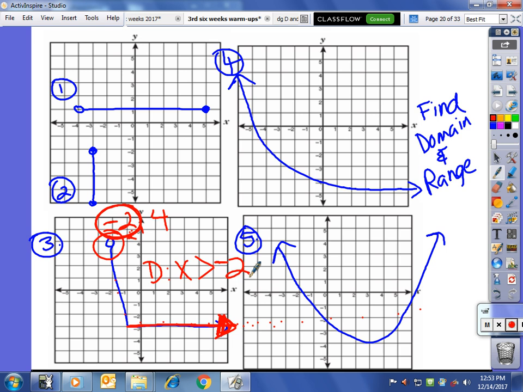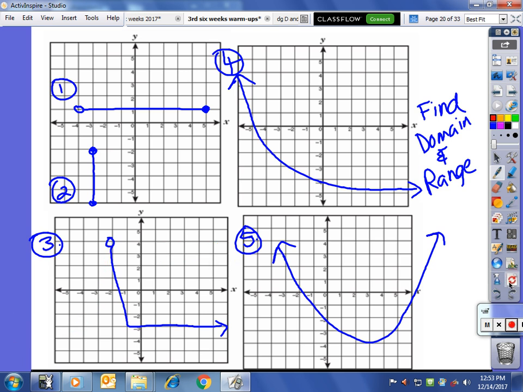Did it ever equal negative 2? No. Now, what if it was doing this business? Then the x values would be less than negative 2. In that case, the x's go smaller as you move to the left. That's supposed to be straight.